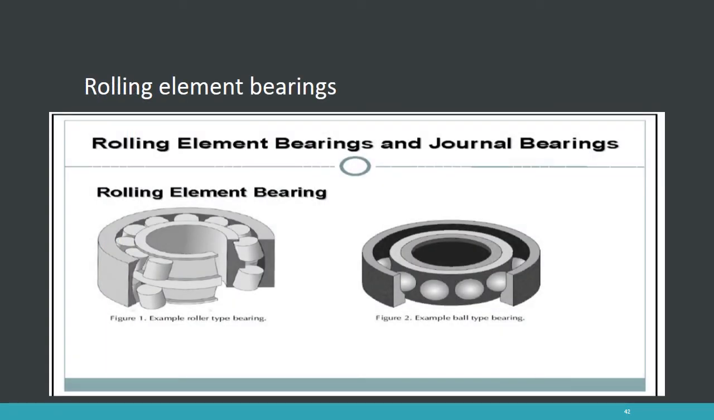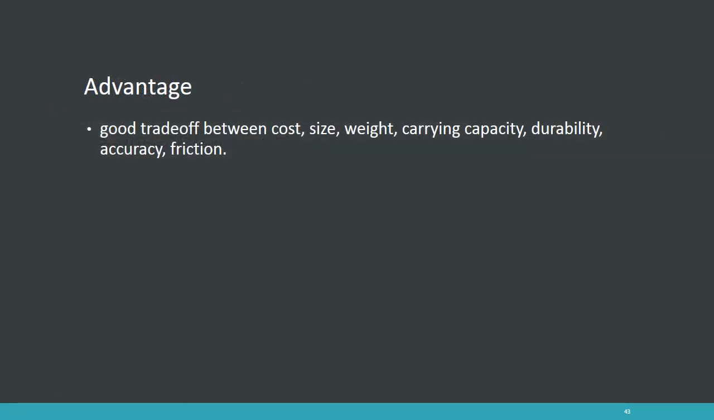The rolling element bearings, like I previously said, we have two types. We have the tapered bearing, as you can see over here. We have the deep groove ball bearing over here. We have many famous companies that manufacture this. For instance, the known ones would be FAG and SKF, the Swedish company. The advantage of a deep groove ball bearing is basically it's a good trade-off between cost, size, weight, carrying capacity, durability, accuracy, and friction. Okay, what does this all mean? It means that it's standardized in an economical way. So you can basically buy it in a cheap way.